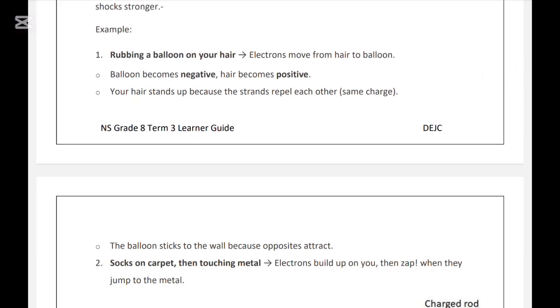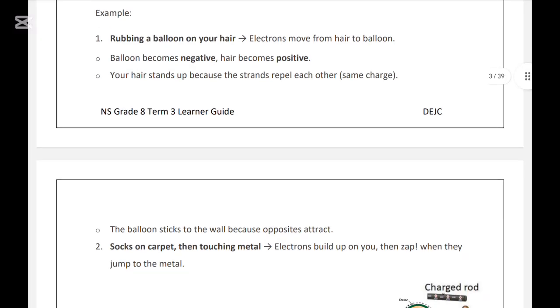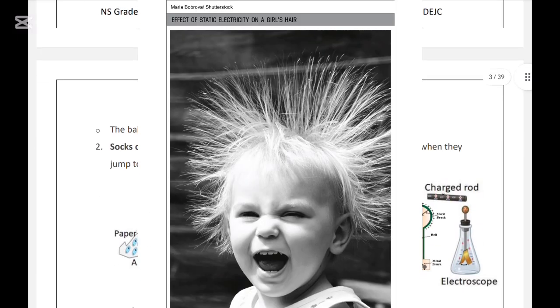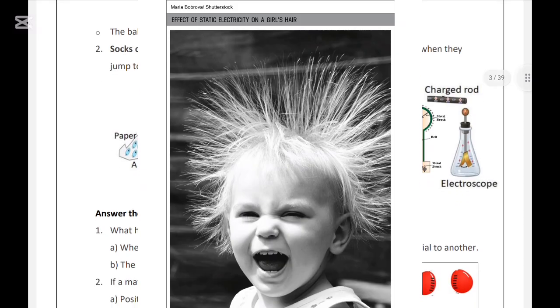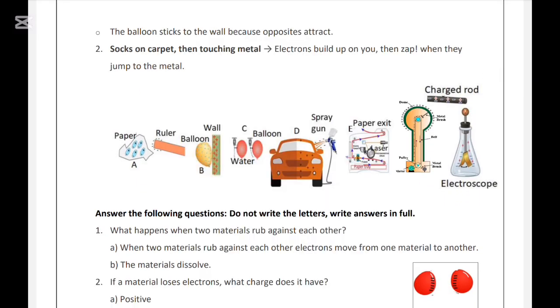Balloon becomes negative, hair becomes positive. Your hair stands up because the strands repel each other, same charges. The balloon sticks to the wall because opposites attract. Socks on carpet, then touching metal, electrons build up on you, then zap when they jump to the metal.